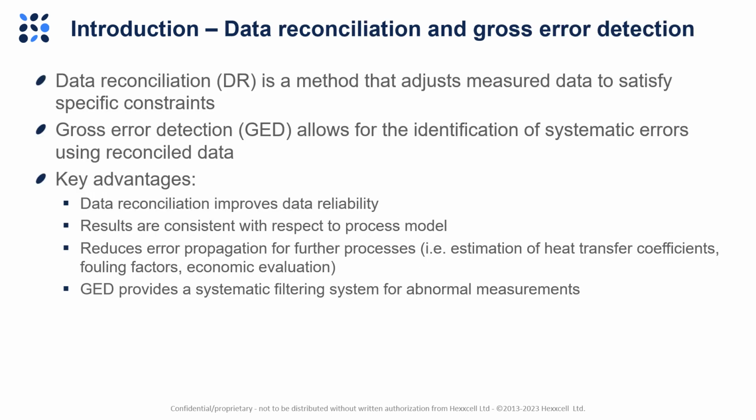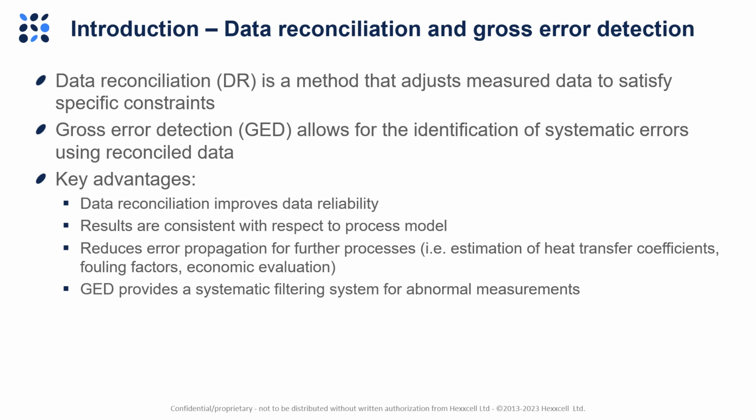So given these current challenges, data reconciliation comes as a suitable method that adjusts measured data to satisfy specific process constraints, for example, mass and energy balances. And as a complementary approach, gross error detection allows for the systematic identification of the presence, the type, and the value of these abnormal errors.